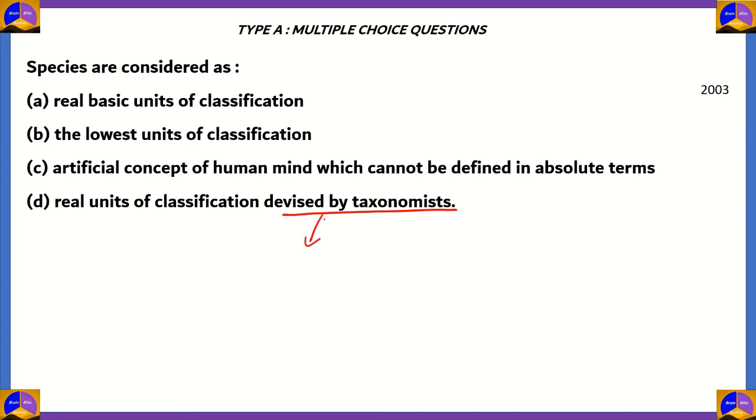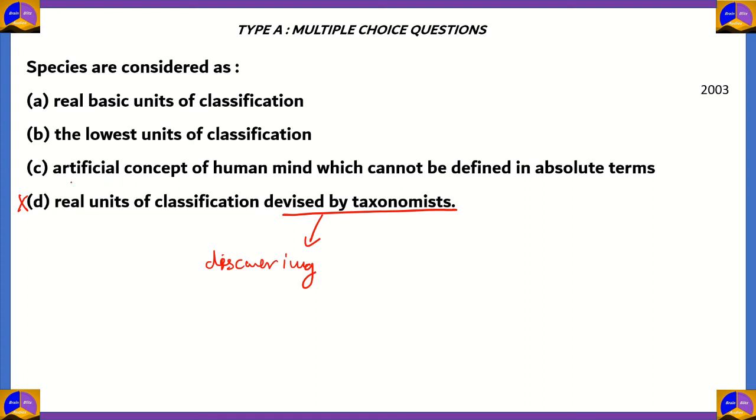Well, this sentence is partially true, but taxonomists devised this unit of classification after discovering the behavior of living organisms. They discovered that it's only between species that reproduction takes place, and that's why they devised that particular unit. So it is a real unit, and it was discovered by taxonomists, but it was present way before any taxonomical studies began. So option D is not appropriate.